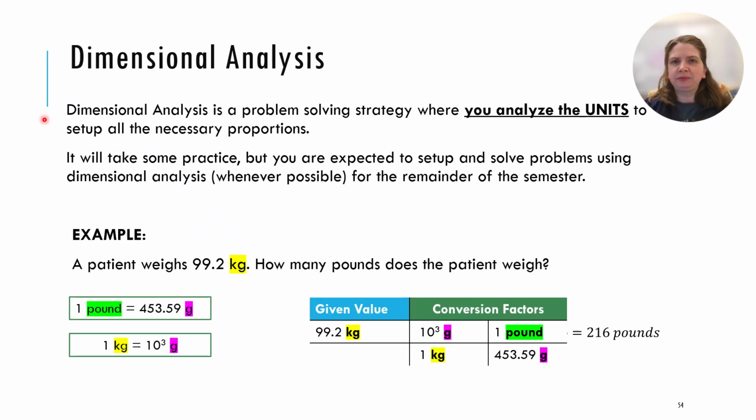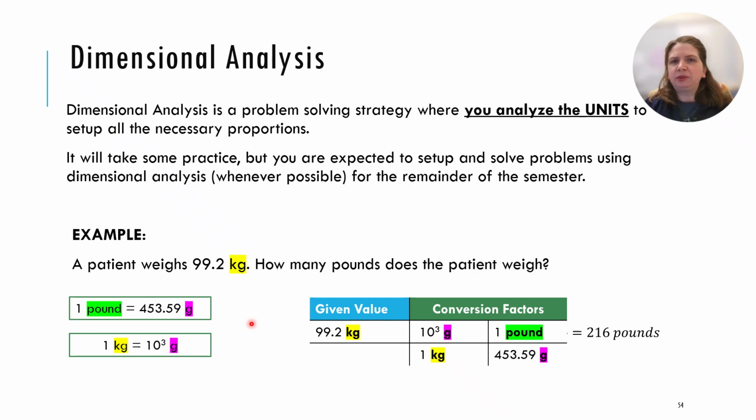Dimensional analysis is a problem-solving strategy where we analyze units to determine which conversion factors to use and how to arrange the conversion factors mathematically. You are expected to use dimensional analysis throughout the semester. Let's look at an example. A patient weighs 99.2 kilograms. How many pounds does the patient weigh? We need conversion factors. 1 pound is equal to 453.59 grams. And 1 kilogram is equal to 10 to the third grams. Using these relationships, we can first convert from kilograms to grams, and then from grams to pounds.